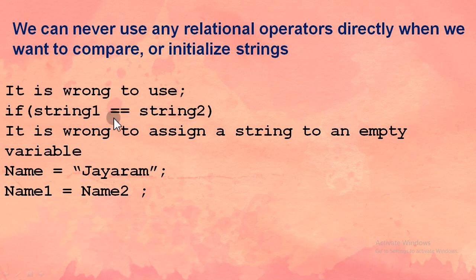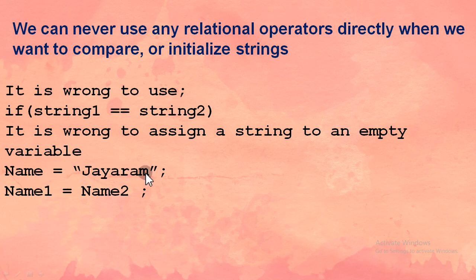Okay. Instead of this, we can just say if strcmp(string1, string2) == 0. That is a better thing, because whenever a comparison is to be made between two strings, it is only a string comparison function that is to be used. It is wrong to assign a string to an empty variable.